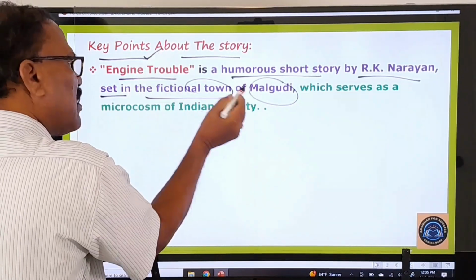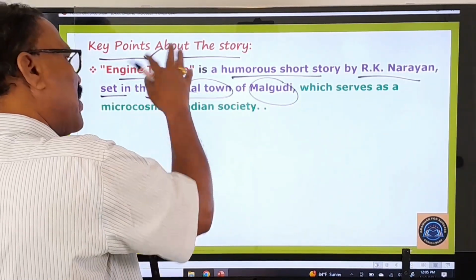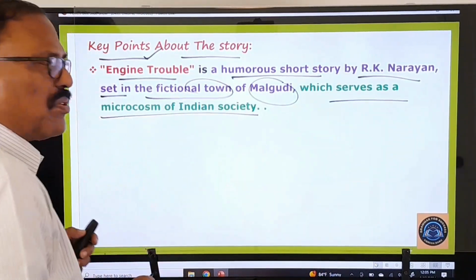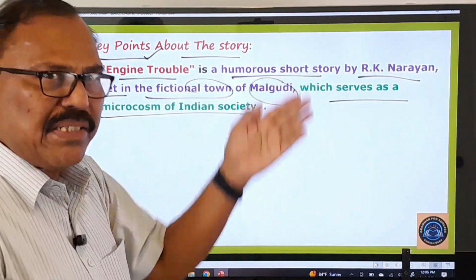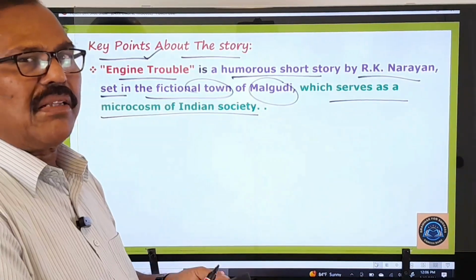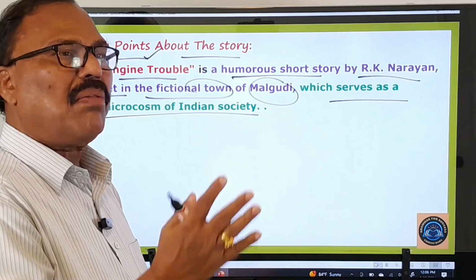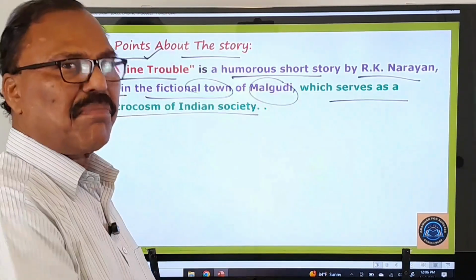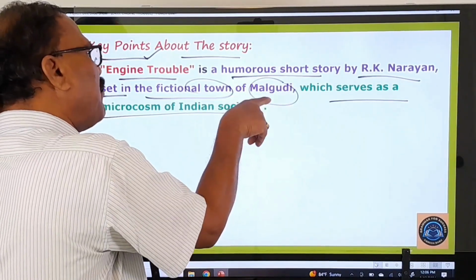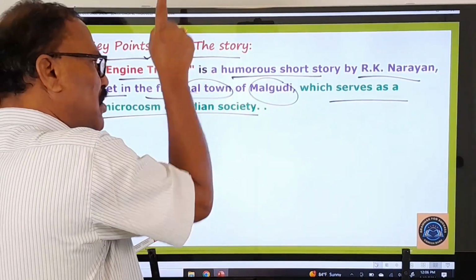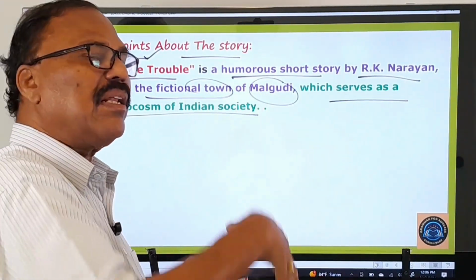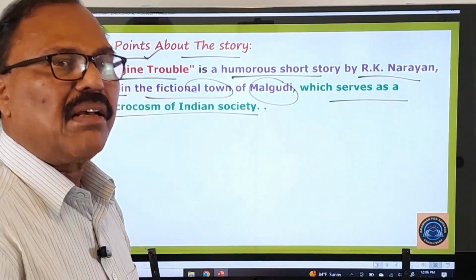And this Engine Trouble is also set in his fictional town, Malgudi, which serves as a microcosm of Indian society. And this Malgudi represents what? The microcosm of Indian society, where you can find the lives of all kinds of people, all mentalities, all psychologies. So all types of people you can find in this Malgudi. Therefore, this humorous story was set in that fictional town, his imaginary world, Malgudi, right?